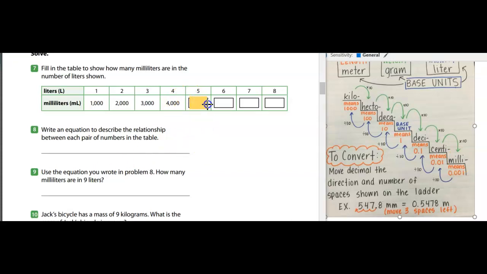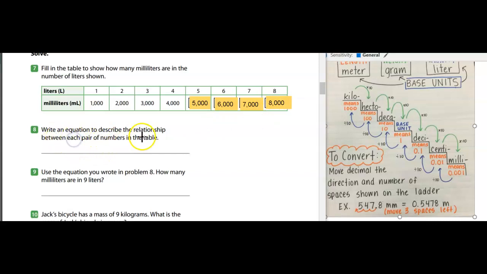So if I'm following the pattern that I identified, that means for every 5 liters, there are 5,000 milliliters. For every 6 liters, there is 6,000 milliliters. For every 7 liters, there are 7,000 milliliters. And for every 8 liters, there are 8,000 milliliters. Make sure you're writing this down, boys and girls, in your packet or on scratch paper.